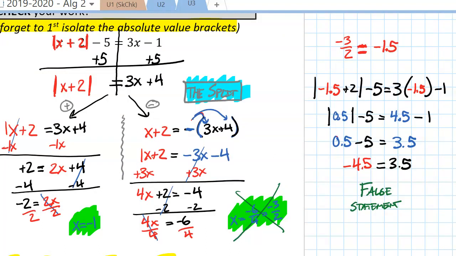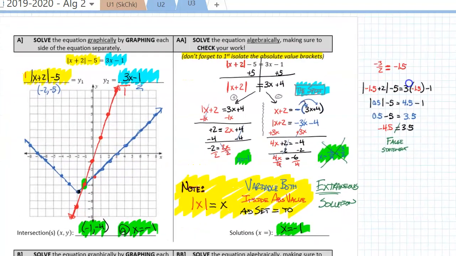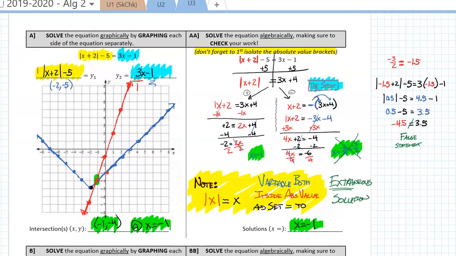Spoilers, when I plug the number in and I simplify both sides, I get -4.5 equals 3.5. This is a very false statement. These do not actually equal each other. So therefore, even substituting it in numerically, we get a false statement. Okay, we checked it both ways and we see that it doesn't work. There's only one solution. Again, this is maybe a pattern that we want to recognize. When the variable is both inside and set equal to, we're probably going to have an extraneous solution.